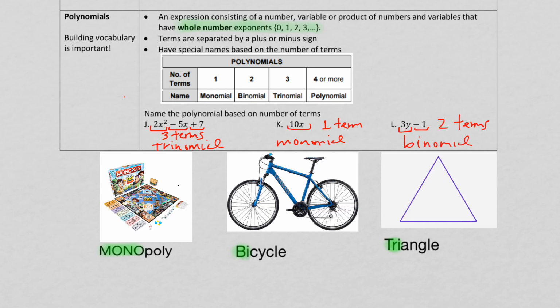Guys, again, in math, vocabulary will be very important because as we get into different topics, it may sound more confusing than it really is if you don't know what the words mean. It might sound scarier, but if you know what the words mean, then you understand that we're just, in this case, describing the size of an expression by the number of its terms.